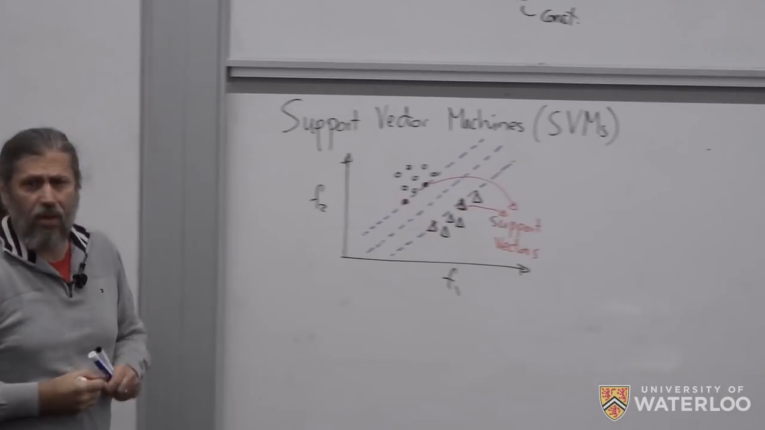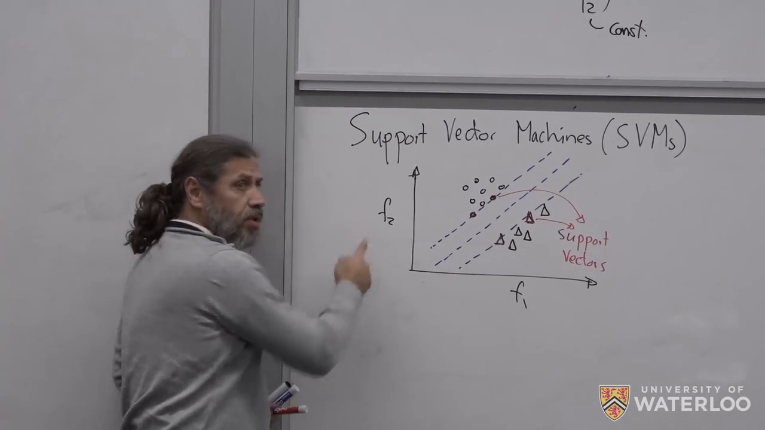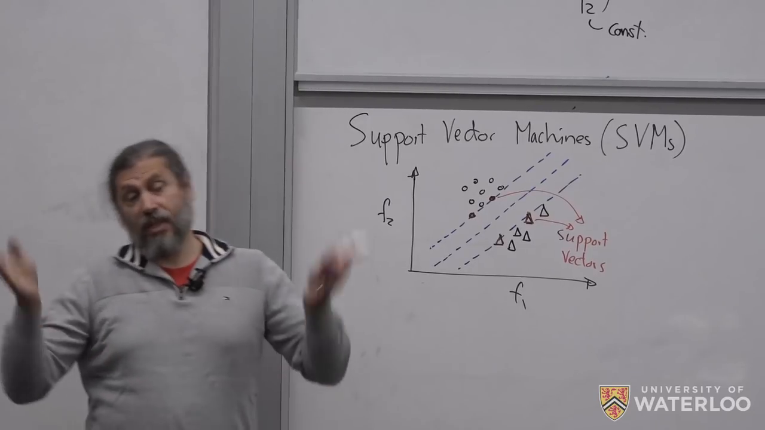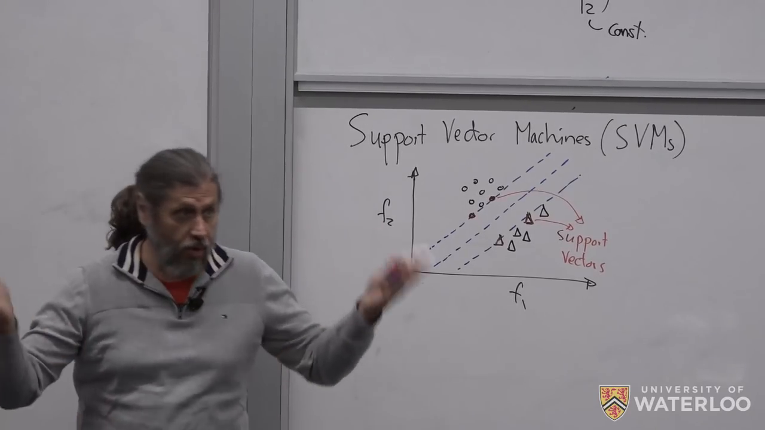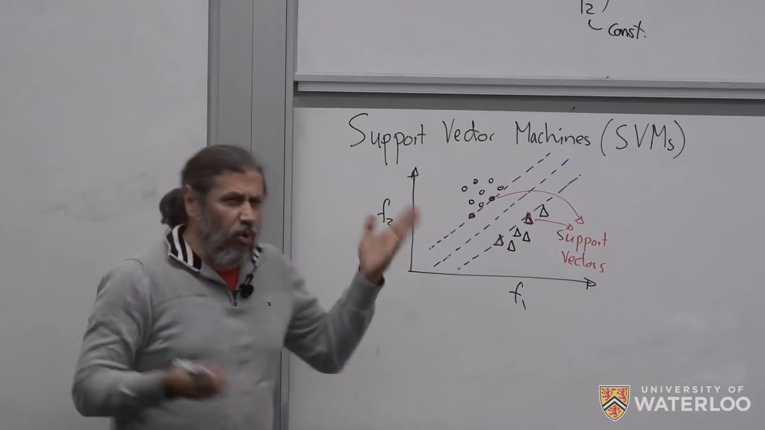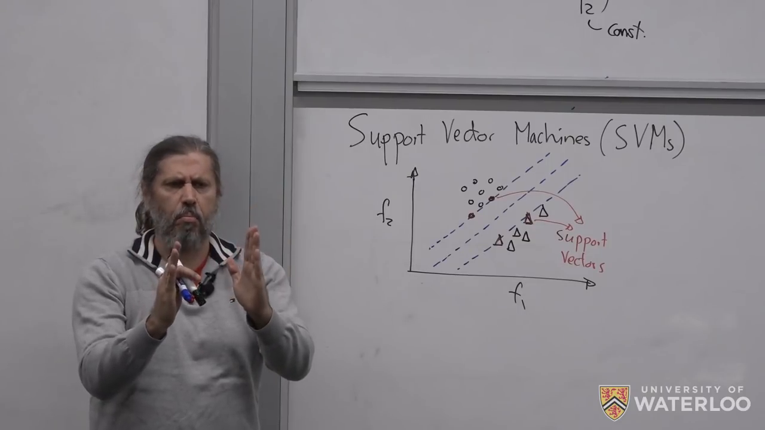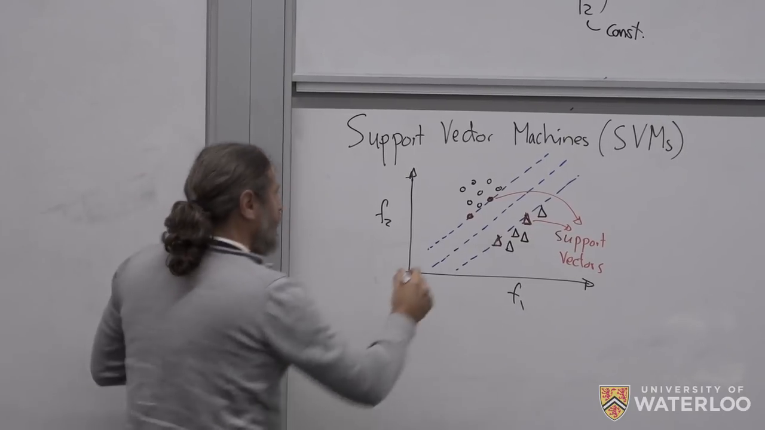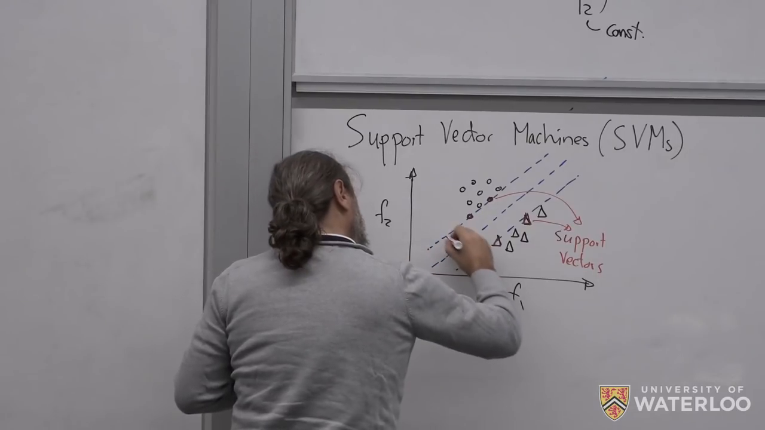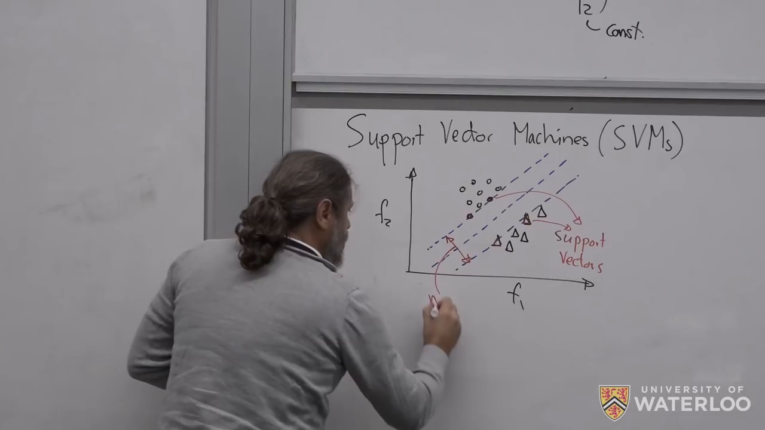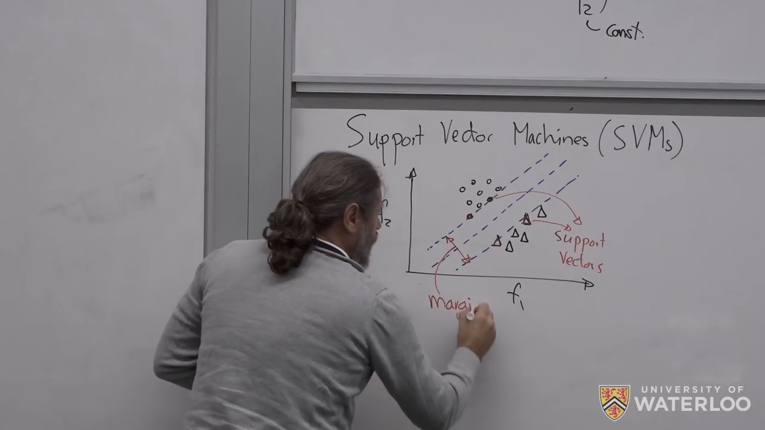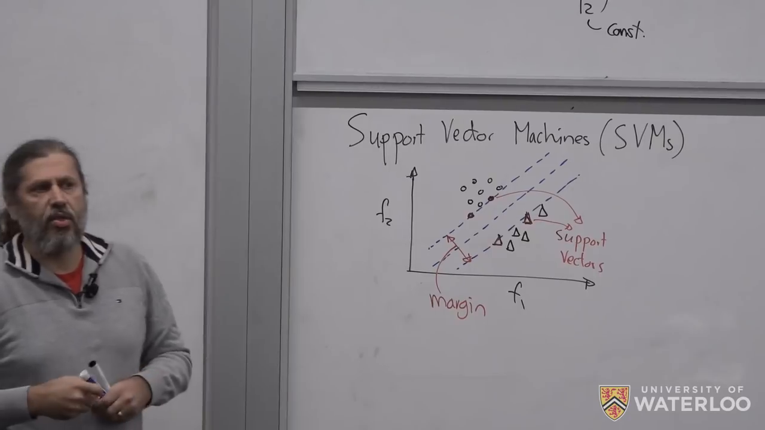Why do we call it a vector? Well, it has two values. It's a vector. Usually it has more than two values, several hundred. So support vectors are the ones that define the margin. So this is the margin between the two classes.